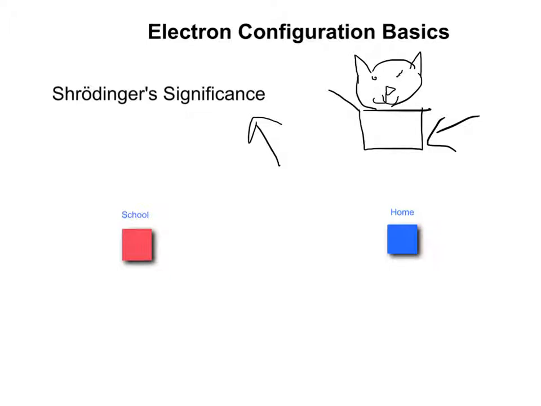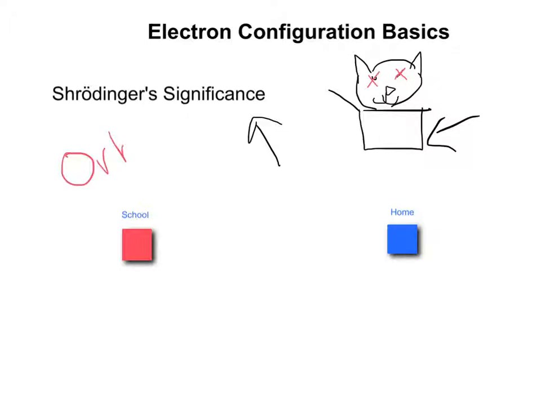As long as the box is closed, we don't know if kitty friend is either dead or alive. And so the point he was making is that the cat exists in both states at once. And that's very similar to our electron, because we've been talking in school about how it has that dual nature, right?